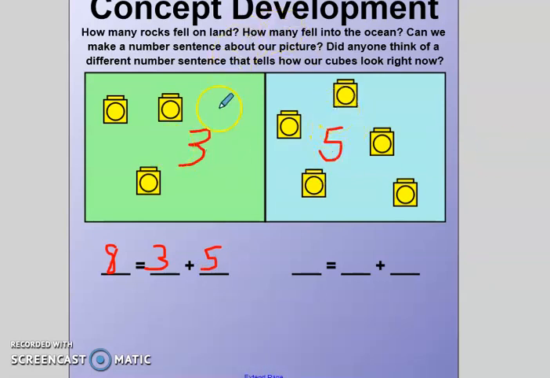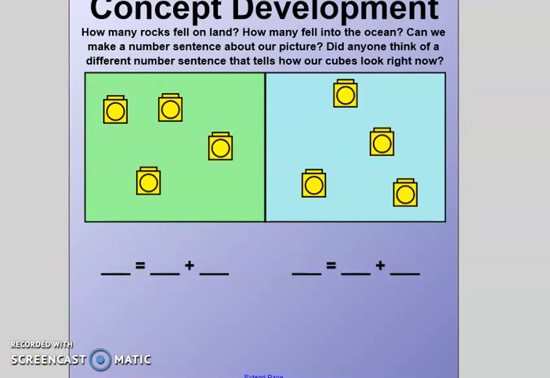Now let's do water plus land. So our whole is still the same, which is 8. And then we have water. How many do we have here? Very good. 5. And then how many do we have over here? On land. Very good. 3. See how the two parts just switch spots? Super cool thing about addition. The whole doesn't change, but the two parts can switch spots.